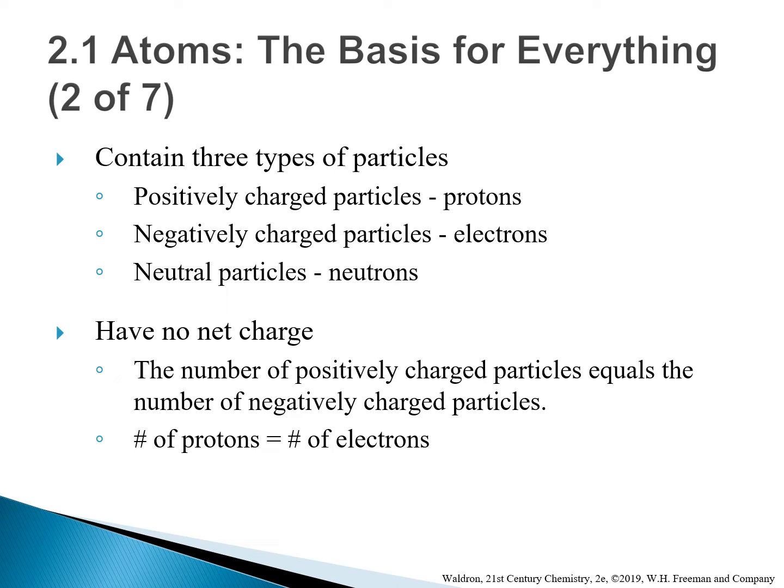There are three types of particles in an atom. The positively charged particles are called protons, the negatively charged particles are called electrons, and the neutral particles are called the neutrons. An atom is charge neutral. It has no net charge, meaning that the number of positively charged particles equals the number of negatively charged particles, or simply, the number of protons equals the number of electrons.